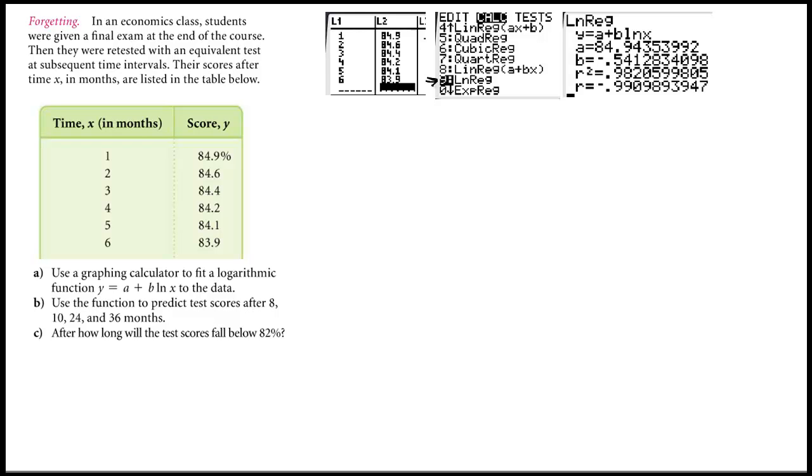So again, in order to use your calculator to find the regression of this, we need to make sure we put the data into the calculator. I'll usually try to use L1 and L2 for my X and my Y. To find the regression, go to Stat Calc and hit number 9. And the equation that we're going to look for here is Y is equal to the A, 84.9435, plus the B of negative 0.5413 natural log of X.